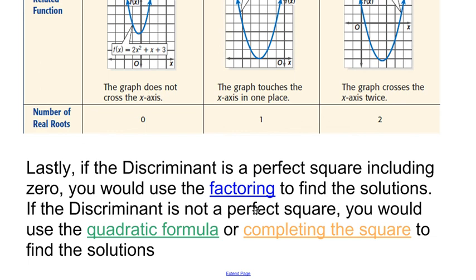But if the discriminant is not a perfect square, then you would use either the quadratic formula or completing the square. The quadratic formula and completing the square, they're finding the same thing, so it doesn't matter which one you use. But there's no need to use the quadratic formula or completing the square if it comes out to be a perfect square number there. Okay?